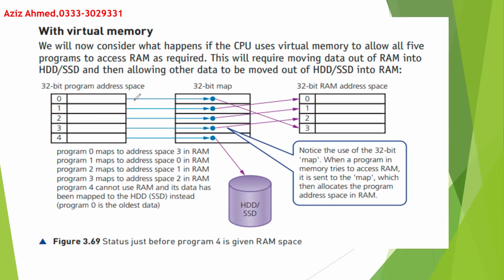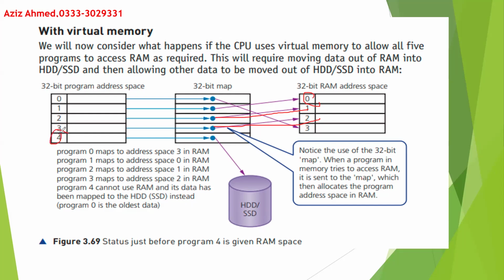So basically, 32-bit program address space, program 0 maps to address space 3 in RAM. This is program 0. Now, this is given 32-bit memory and then given another space area. So these are basically rerouted. One is here and given space here, two is here, given space here, and three is here, given space here. So from zero map to address space three, from one map to address space zero, from two maps to address space one, from three maps to address space two in RAM. Program four cannot use RAM and its data has been mapped to the hard disk.